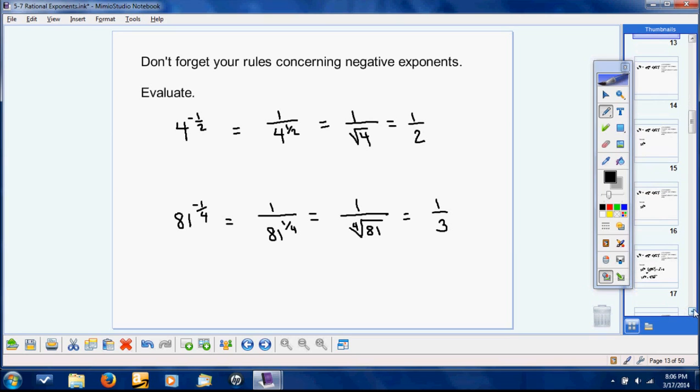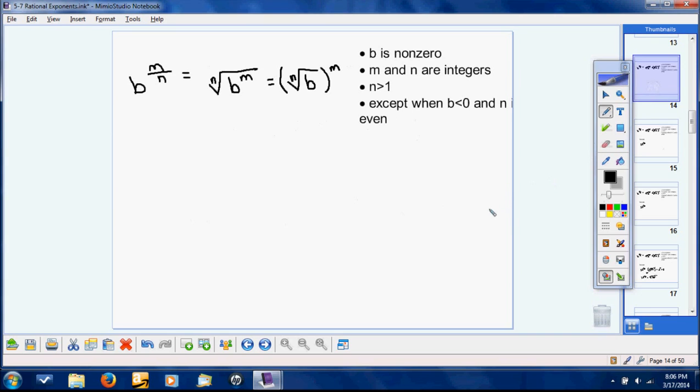Always you're using the negative exponent to put it where it belongs and then evaluate. Now, we didn't end up with any radicals in the denominator, so everything worked out just fine. Okay. Now we're ready to upscale it a little bit. Fractions are not always going to be 1 over a number.